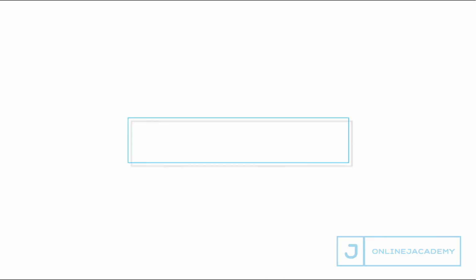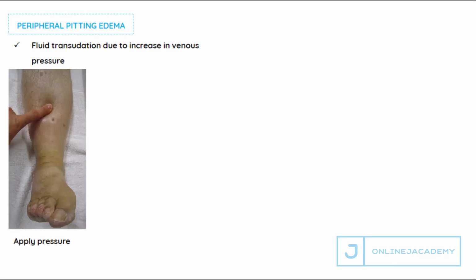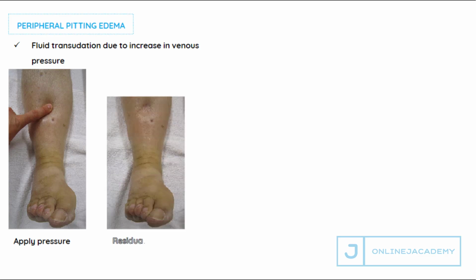So now let's talk about the right-sided heart failure features. And here we're talking about the signs and symptoms of fluid retention and increased central venous pressure, right? So what do we have there? We have peripheral pitting edema, okay, which is a result of fluid transudation due to an increase in venous pressure. So when there's an increase in venous pressure, there's what? Fluid transudation. So when you apply pressure to the pretibial area, right, you will see this residual indentation right here. And this is characteristic of pitting edema. It becomes very visible. And okay, the patient has pitting edema.